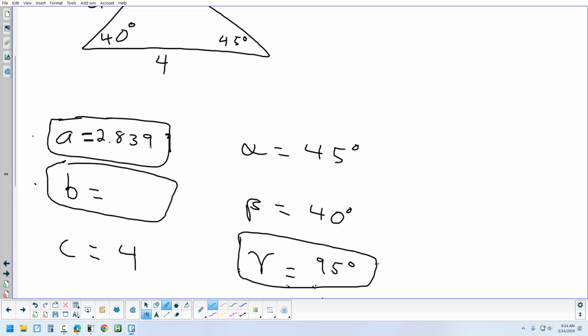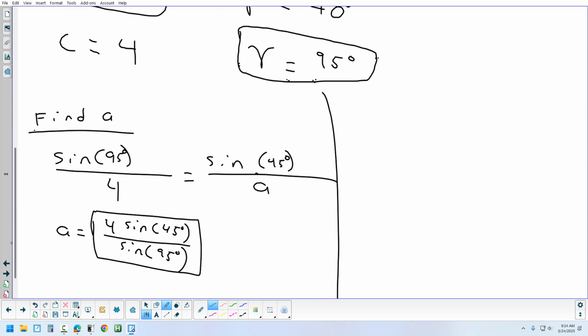Same thing if you forget the degree symbol. Well, if you don't put a degree symbol on that, that's 95 radians. That's a big difference. So make sure if you need a degree symbol, you put it. All right, now let's find B.